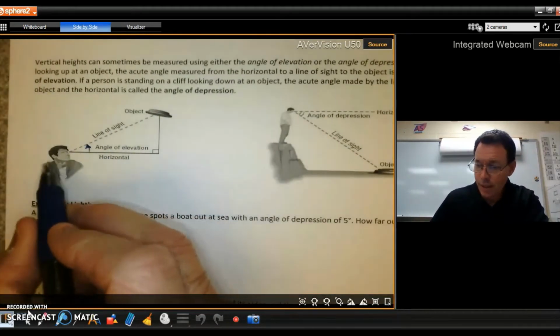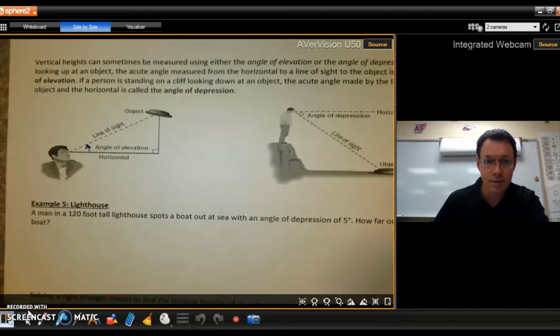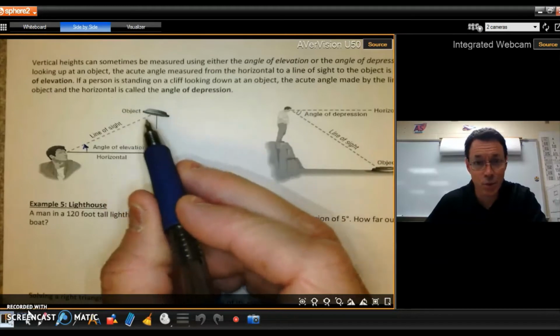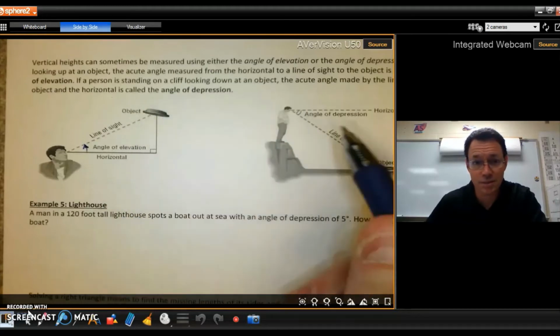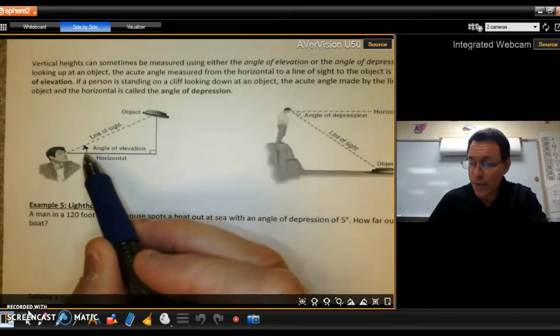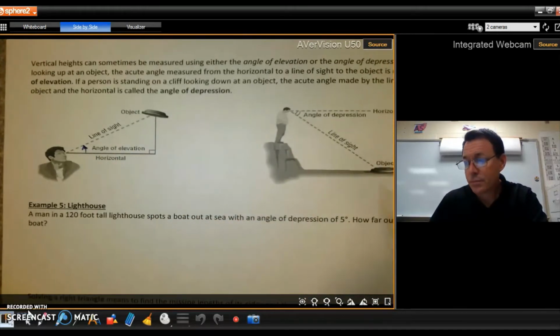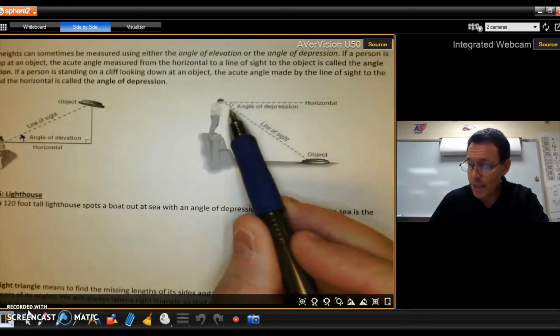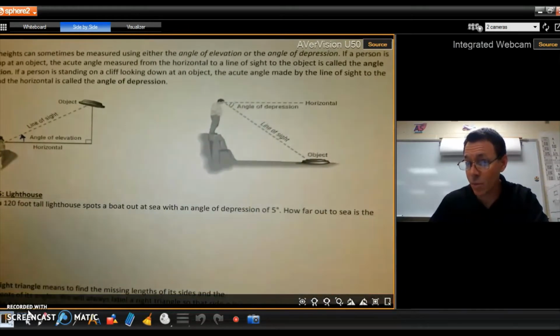So I'm here, I guess that's me, right? That looks like me. And I'm looking up at, I don't know, a UFO, a Frisbee, a little hat that blew off my head, I don't know, okay? So that's the angle of elevation. The angle of depression, it's found the same way.